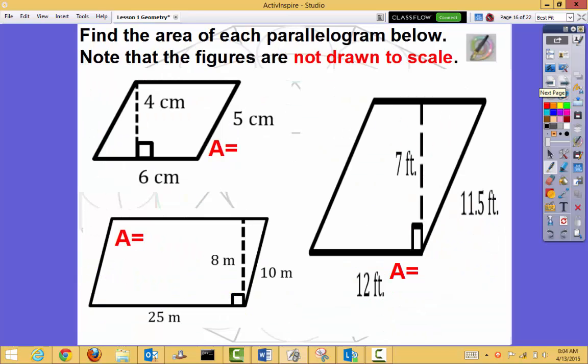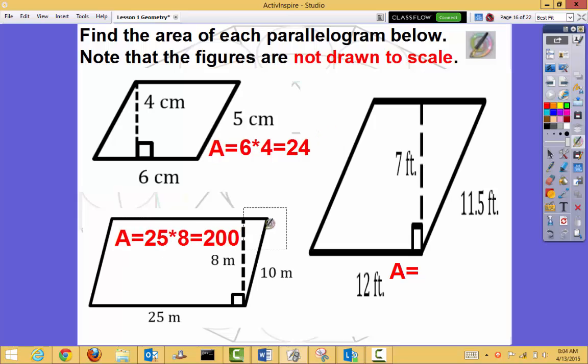All right, find the area of each of our parallelograms below. Note that the figures are not drawn to scale. All right. First one is 64. Next one is 25 times 8, which is 200. Our last one is 84 feet squared.